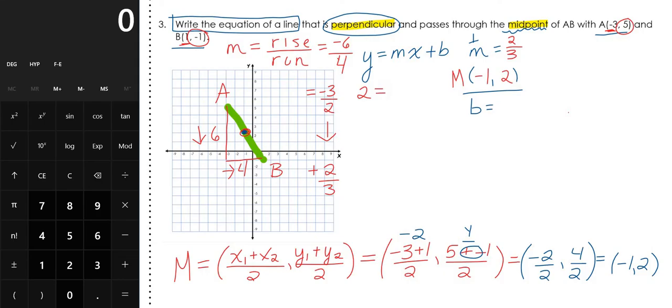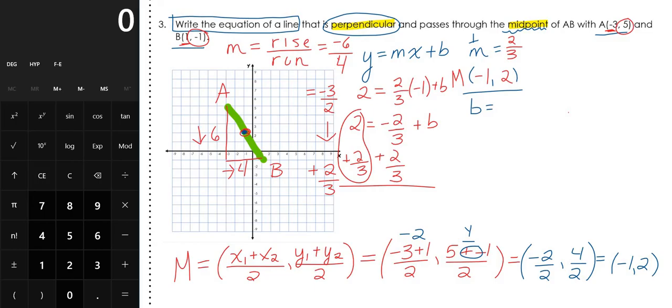Now, let's plug everything in. So our y value is 2. Our slope is 2 over 3. Our x value is negative 1. And then we're going to say plus b. Start solving. 2 equals. Now we have 2/3 times negative 1. 2/3 times negative 1 is going to be a negative 2/3. Plus b. We need to get b alone, so we're going to add 2 over 3 to both sides. And now we're keeping this as a mixed number. 2 and 2/3 is our b value.